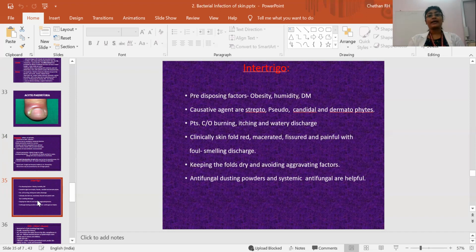Keeping the folds dry and avoiding the aggravating factors is the best advice you can give to the patients. Antifungal dusting powders like clotrimazole dusting powder can be given, and systemic antifungals are also helpful in such situations.